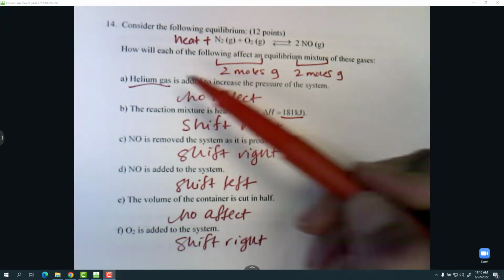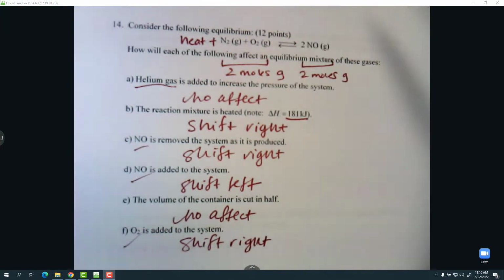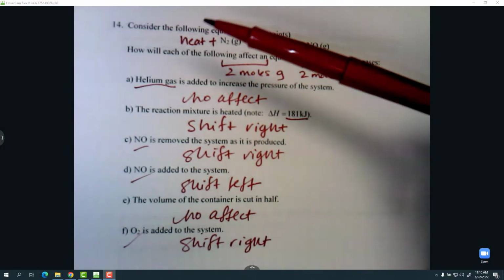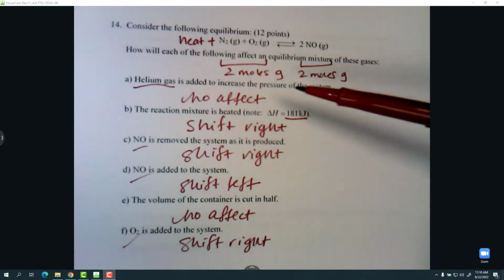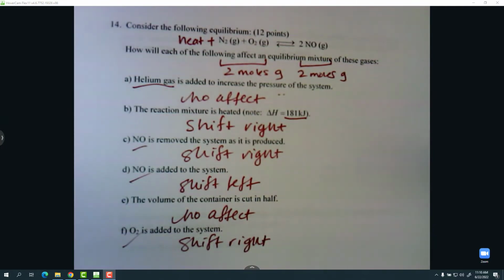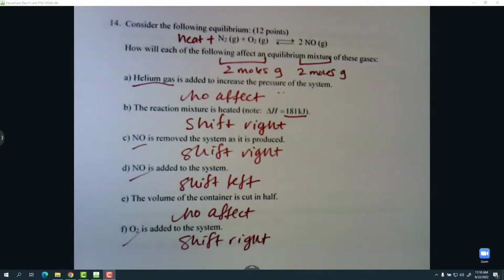When something like helium, NO, or O2 is added, first check whether it's a reactant or a product. If it's something that you don't see as a reactant or product, then it's probably there to affect the pressure. So just look for it to be a reactant or product first, like O2. All right.